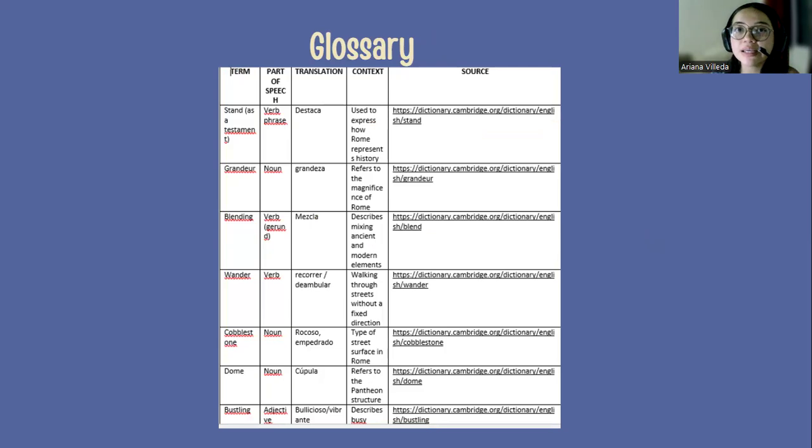This helped me maintain consistency throughout the translation and ensure that I was using accurate and context appropriate vocabulary. For example, words like grandeur, rocked, and intertwine require careful consideration because they have multiple meanings depending on the context. By using a glossary, I was able to choose translations that better reflected the tone and intention of the original text.